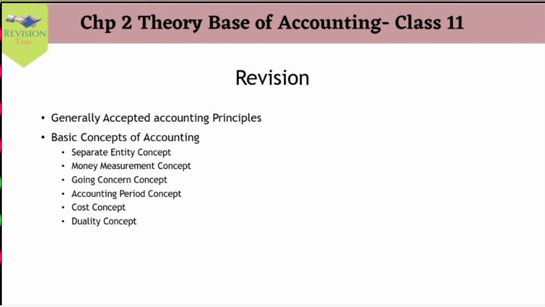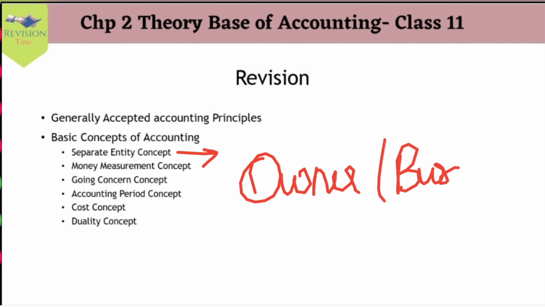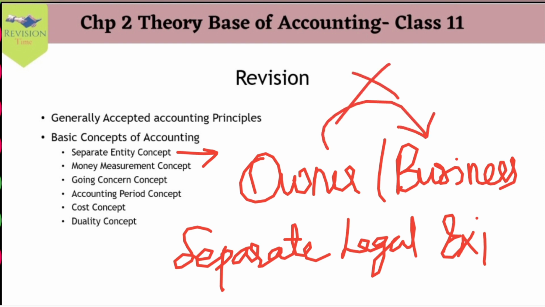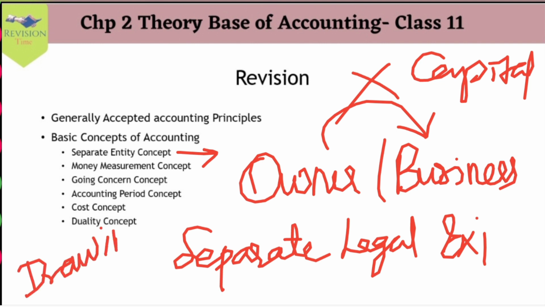Next, we studied about separate entity concept. In this concept, we understood that owner and the business have separate legal existence. They are not the same. Owner cannot record his personal transactions in the books of account, and whatever amount he is contributing towards business is capital, and his business is liable towards that amount to the owner. And if the owner is taking out money from the business, it is termed as drawings, and it is the reduction in liabilities of the business.